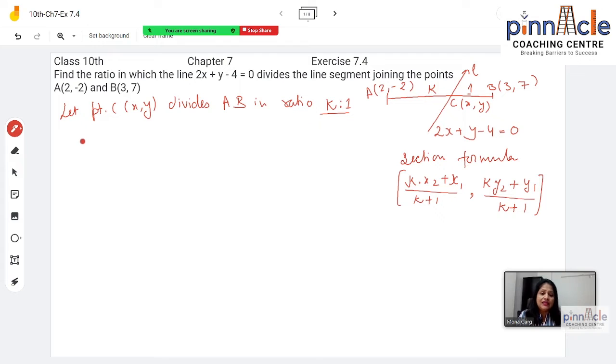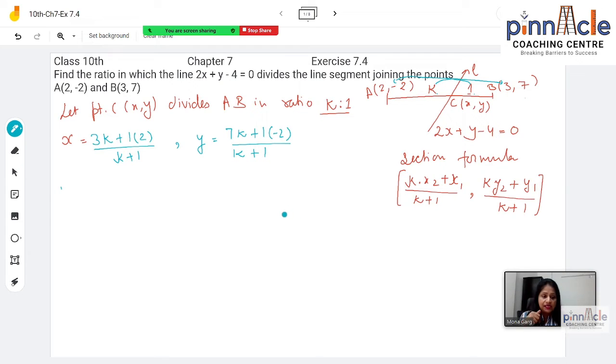Now, I'm going to apply this formula to find the coordinate of C. So, coordinate of C, for x when I use it here, k into x2, so k into 3. So, I can write 3k. Then 1 into 2. So, it is 1 bracket 2 and divided by k plus 1. Similarly, we can find coordinates of y. Y for us will be k y2. So 7 into k, 1 into -2. So 1 minus 2 and divided by sum of ratio, it is k plus 1.